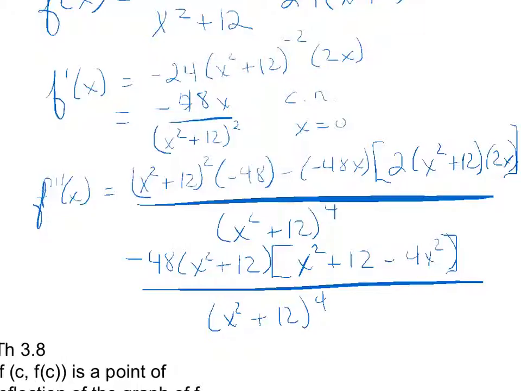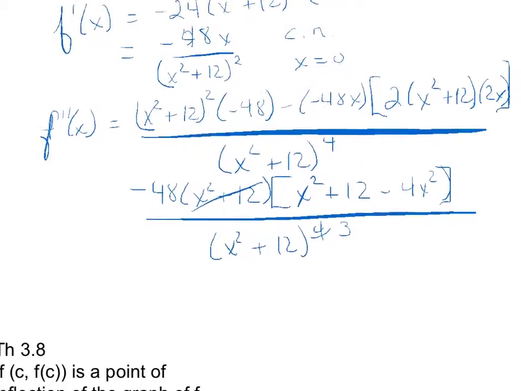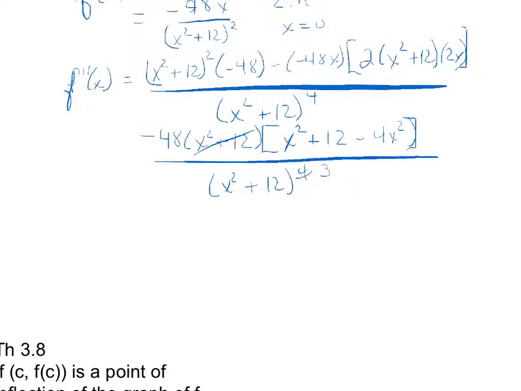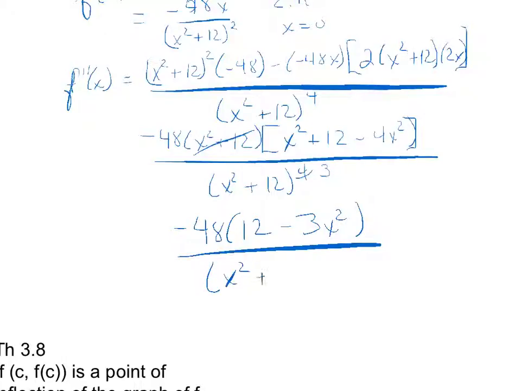Here I had a negative 48 and I had a negative 48. You don't have to take the negative, but you can. So, negative 48 times x squared plus 12 minus 4x squared over x squared plus 12 to the fourth. Yes, this cancels, and this becomes a 3. And we have a negative 48 times 12 minus 3x squared over x squared plus 12 to the third.